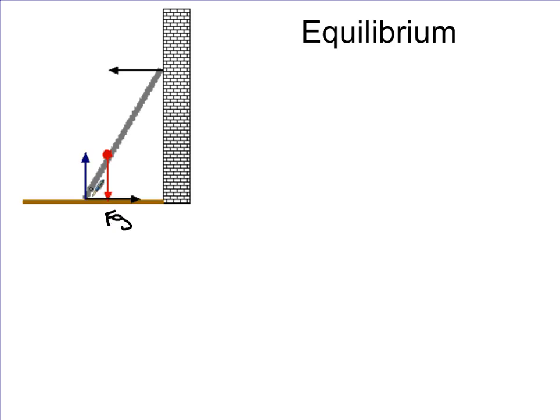Now the ladder is resting on the ground. Because it's resting on the ground, there will be an F normal 1. It is tending to want to slip this direction, and we know friction opposes motion, so we're going to have some friction acting back to the right.